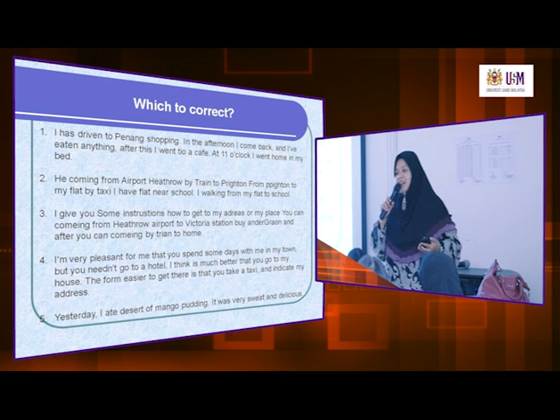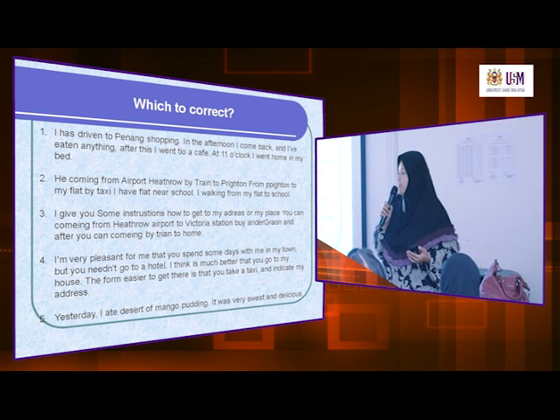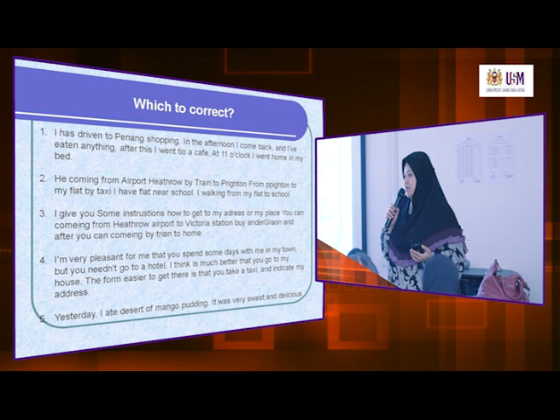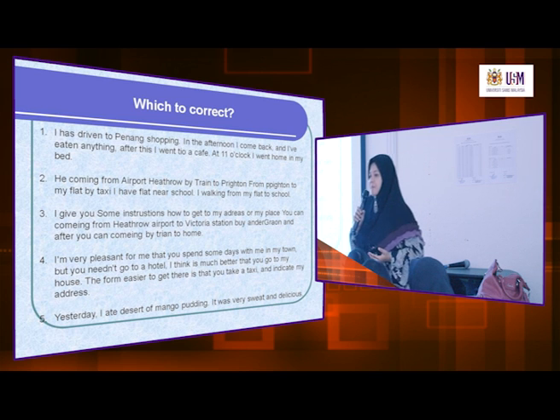Okay. Hana and Afika, which one do you correct in this sentence? I have driven. Okay. Has driven, you will change. Why do you change that one? Why do you correct that one? Okay. Is that an error or do you think it's just a slip? It's an error, okay? Anything else that you correct? I come back. I came back, okay.